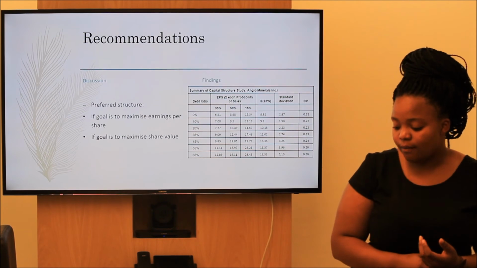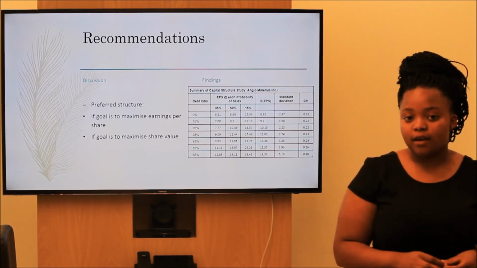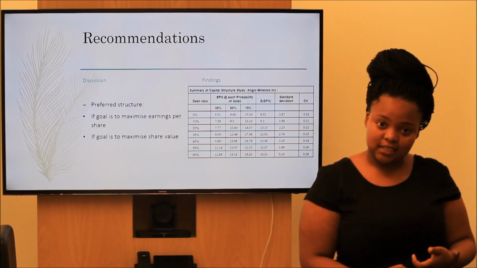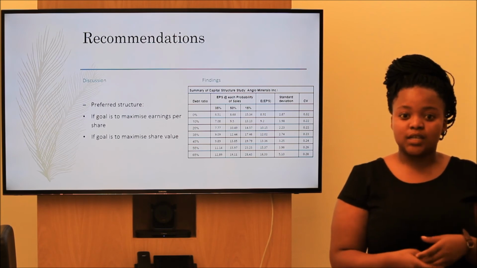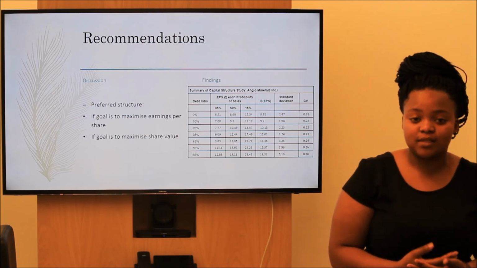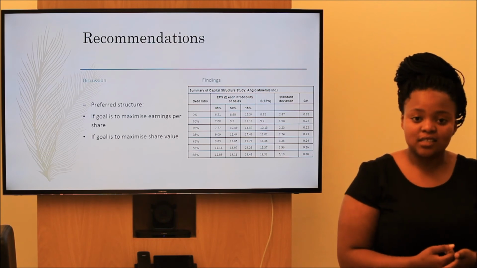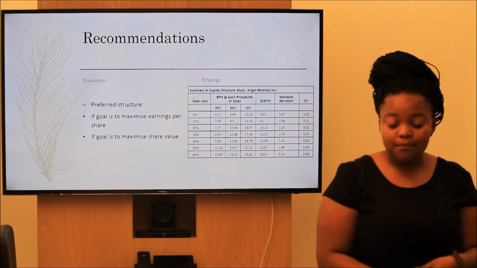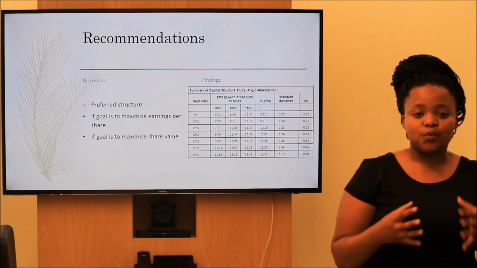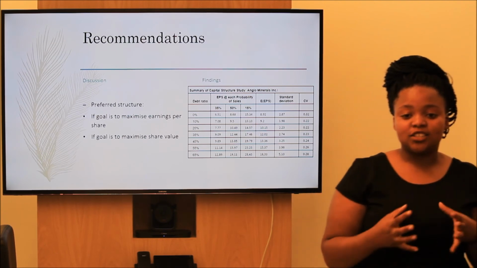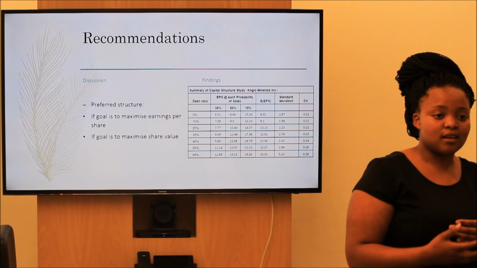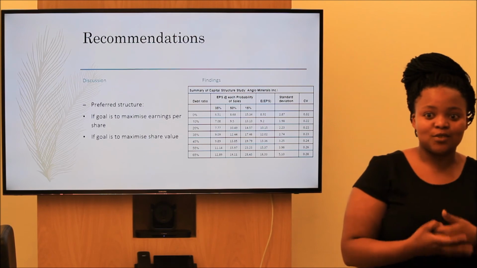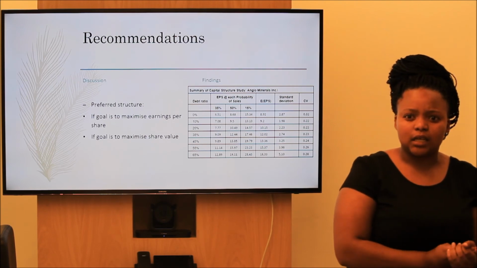From the findings, we recommend that the preferred capital structure, if the goal is to maximize EPS and share value, is at 15%. The highest EPS is 28.43 at a debt ratio of 65%, and the highest share value is 177.69 at a debt ratio of 65%. EPS is equal to profit. That means that's when a company is generating profit, and share value is equal to wealth. That means where the company is generating wealth. I now hand over to Mwedo with our advice.